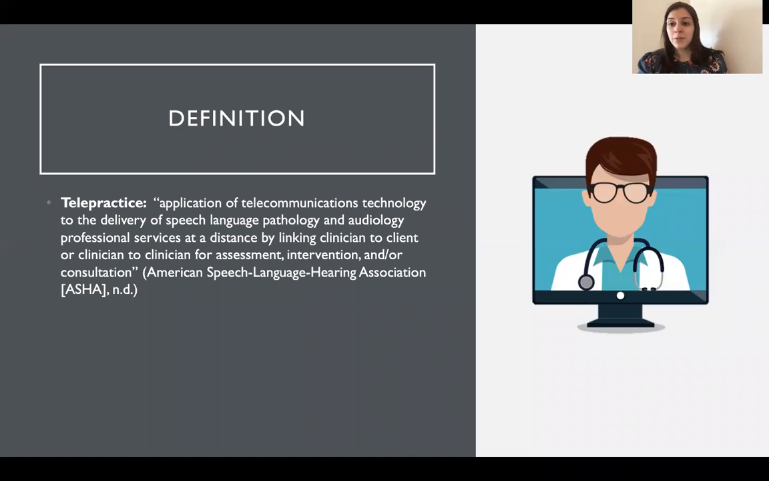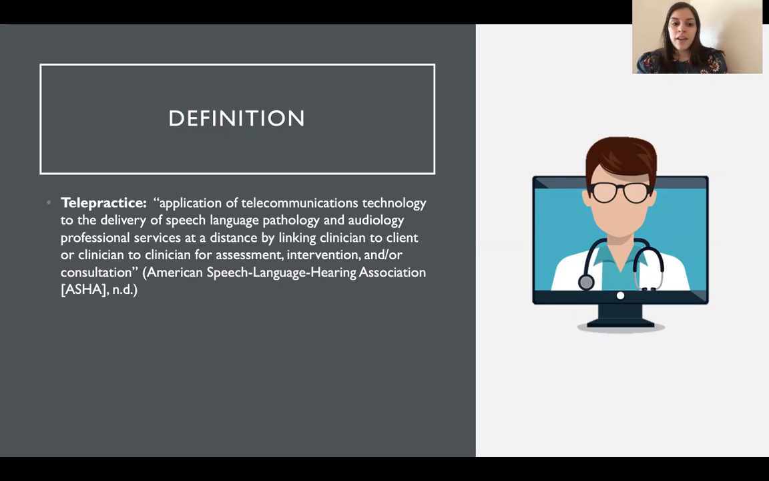So telepractice goes by a variety of names. You may have heard it referred to as telepractice, or telehealth, telemedicine, or teletherapy, and even some other names as well. For today's presentation, I will be using the term telepractice, as this is what the American Speech Language Hearing Association, or ASHA, which is the professional organization for speech language pathologists and audiologists, has adopted as their term for this type of technology and delivery of service.